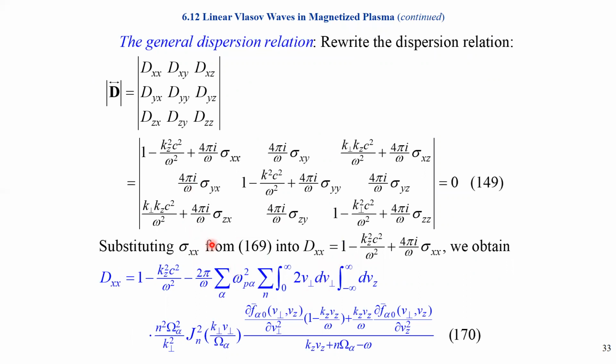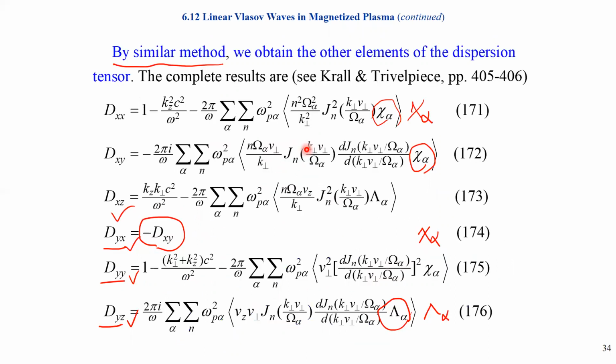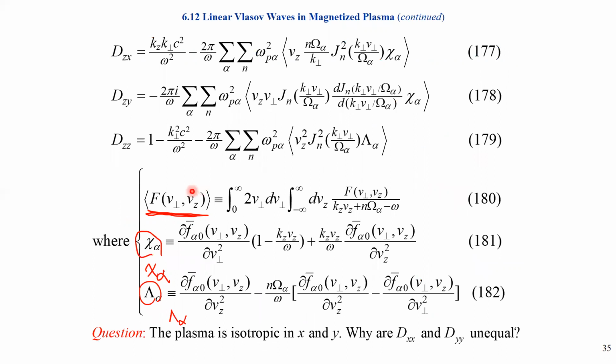dxx is shown here. Together with sigma xx, dxy is equivalent to 4 pi I over w times sigma xy. So dxy is here. dxz is here. dyx equals minus dxy. Okay, so eventually we have all the components.